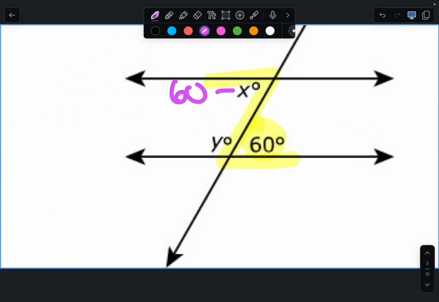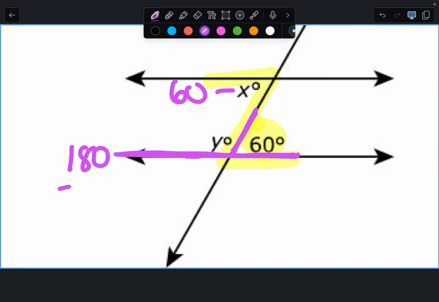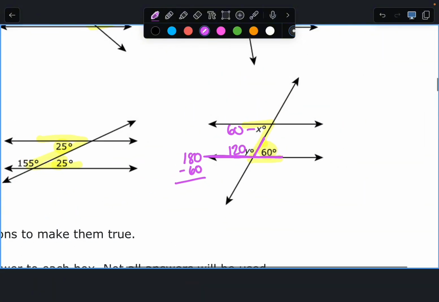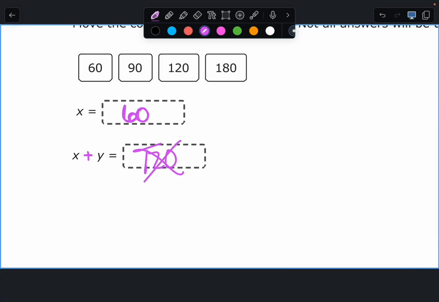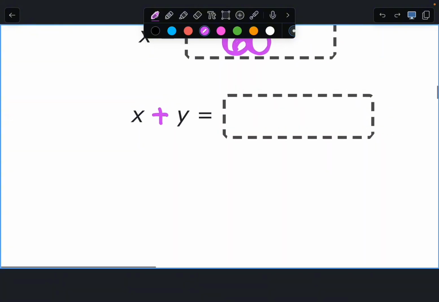Now, the second box, is it asking you for Y? No, it's not asking for Y. It's asking for X plus Y. We need to know what Y is, but it's asking for X plus Y, not just Y by itself. That's where it tricks a lot of students. Now, the Y and the 60 form a straight line, and straight lines are 180. So how do I find what Y is? 180 minus 60. And that gives me 120. Now, once again, the answer is not 120. Don't write that down. Y is 120. X is what? 60. So 60 plus 120 is? 180. Be careful. Got it?